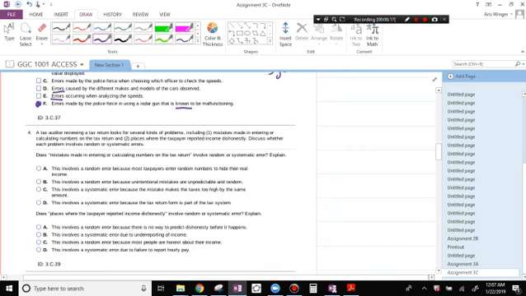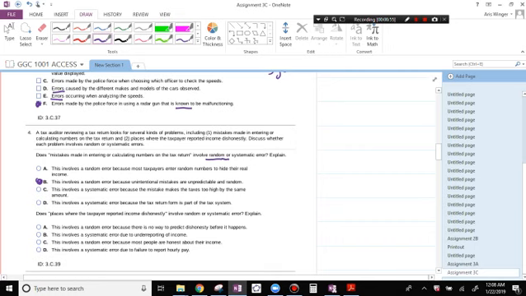A tax auditor reviewing a tax return looks for several kinds of problems, including 1, mistakes made in entering or calculating numbers on the tax return, and 2, places where the taxpayer reported income dishonestly. Discuss whether each problem involves random or systematic errors. Do mistakes made in entering or calculating numbers on the tax return involve random or systematic errors? So we know that this is random, right? It's unintentional and unpredictable. This involves a random error because most taxpayers enter random numbers to hide. No. This involves a random error because unintentional mistakes are unpredictable and random. I like that.